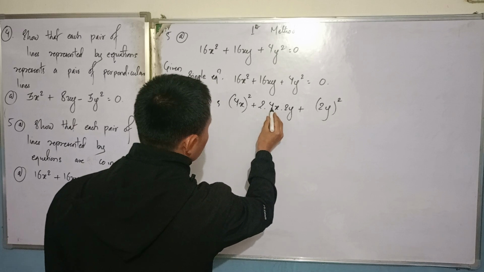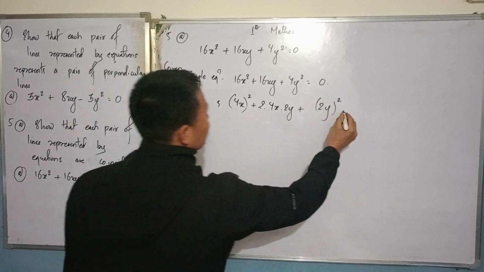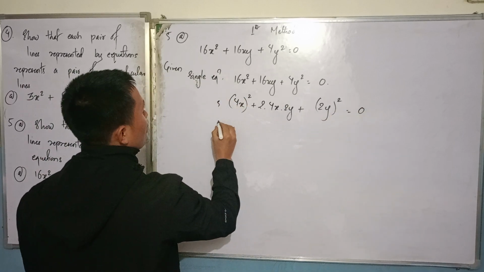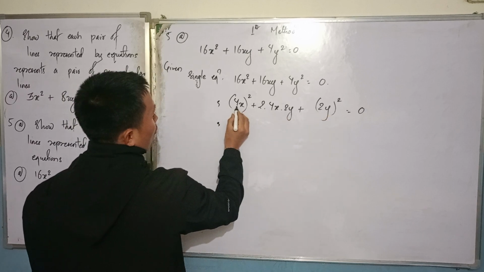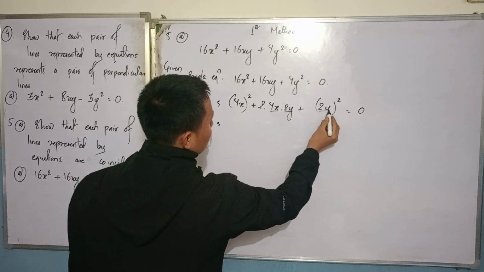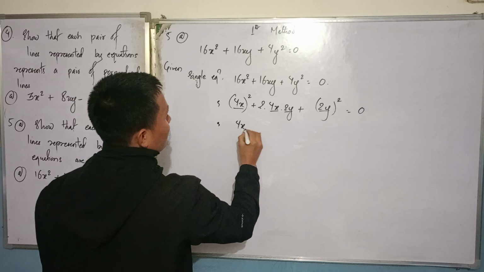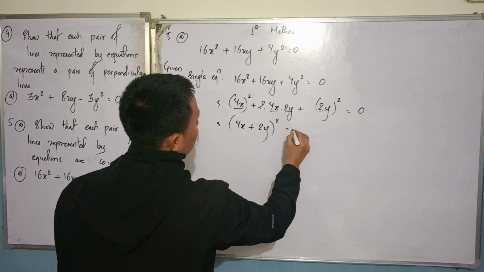Okay, let's multiply this. 2 times 4 is 8, 8 times 16 gives 16xy. It is exactly in the form of (a plus b) whole square. Now this 4x will be the a and 2y will be the b. a square plus 2ab plus b whole square. So you can write (4x plus 2y) whole square.